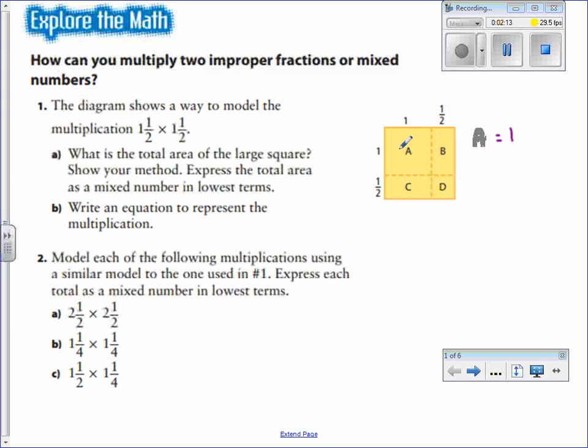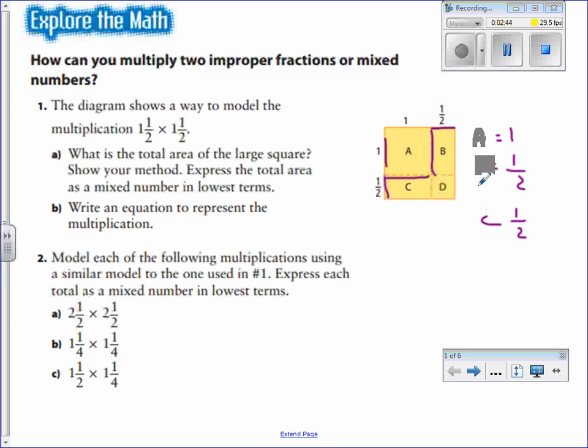The area of B is this section right here. And I've got one side, which is 1/2. And this side here, well, it's going to be the same as this one, so that's a 1. So 1 times 1/2. Well, anytime you multiply a number by 1, you get the same answer. So 1 times 1/2 must be 1/2. C is going to be 1/2 multiplied by 1, because it's 1 up there. So that's another half.